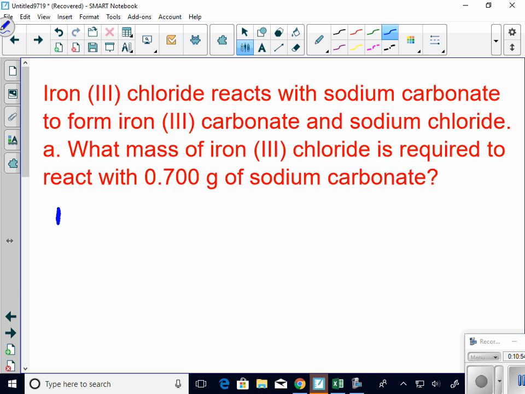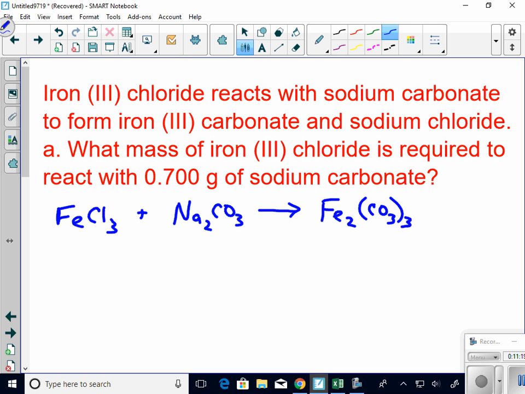Iron 3 chloride plus sodium carbonate yields, a double replacement reaction, iron 3 carbonate and sodium chloride. Just stepping back, double checking: iron 3 is 3 plus and carbonate is 2 minus. So we got to go to 6.